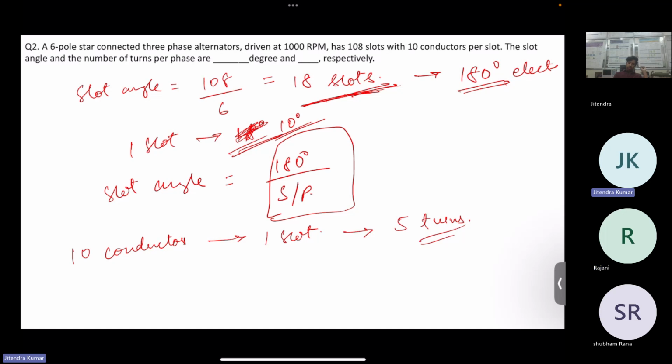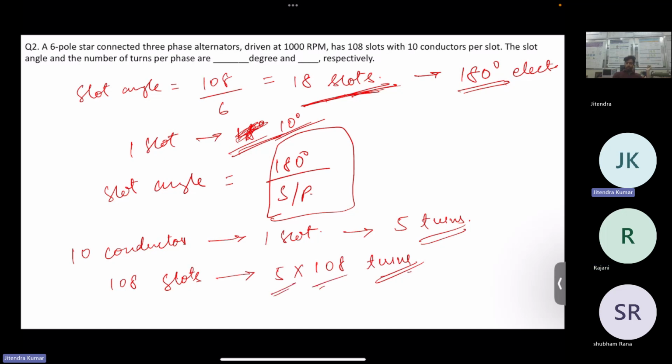Now we have a total of 108 slots. 108 into 5 is 540. So 108 slots will be equal to 5 times 108. That will be the number of turns. 5 is the turns per slot, right? That's why we are multiplying with 5 here.